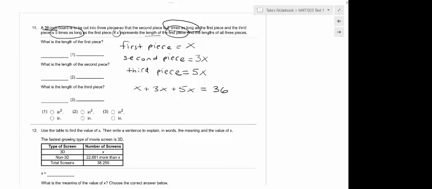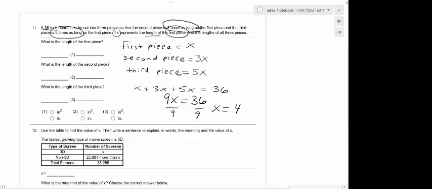So now we combine like terms, right? X plus 3x plus 5x. What does that give us? 9x. Good. Then we divide by 9, right? So x equals 4. Very good.